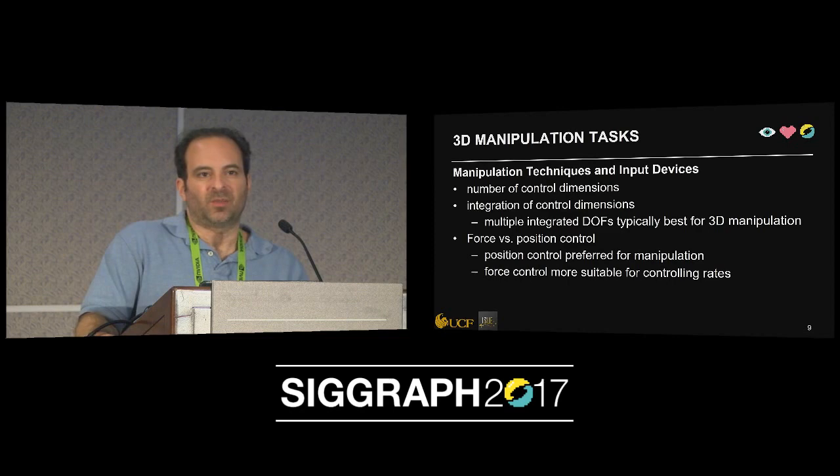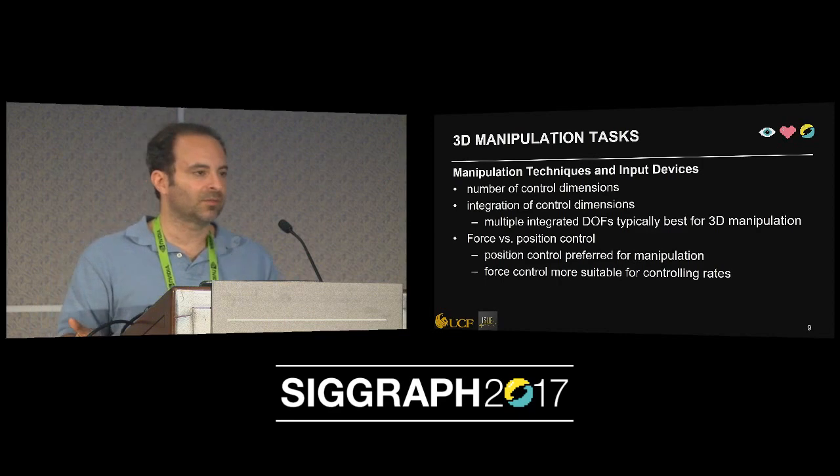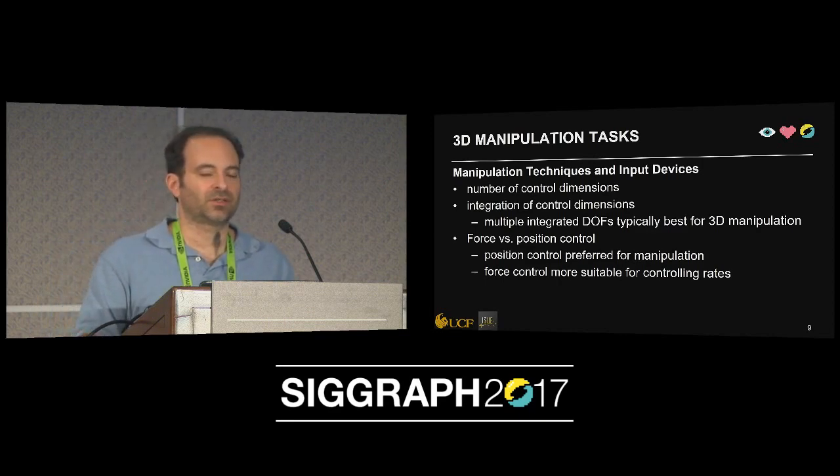When we think about manipulation, we think about selection and manipulation in 3D. In VR, we have to talk about the number of control dimensions. How many dimensions are you controlling? Very often it's 6 degrees of freedom, right? 3 position, 3 orientation. Sometimes it can be more. It depends on what it is you're dealing with.